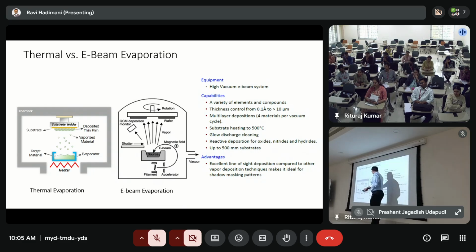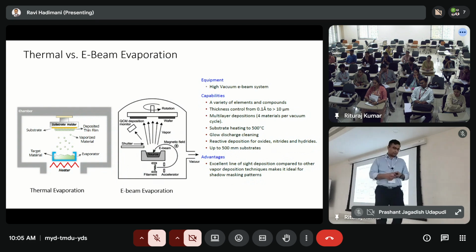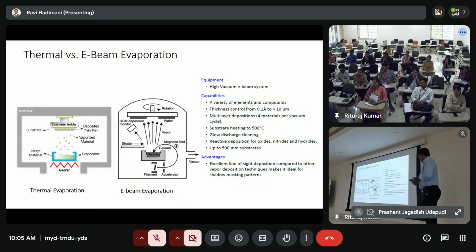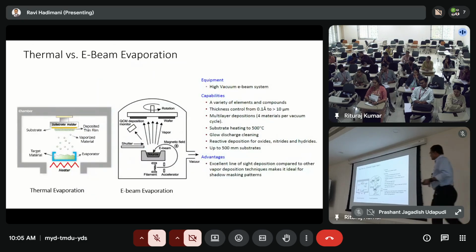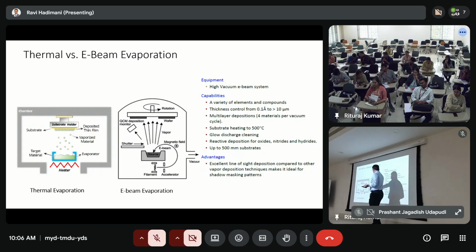And you can monitor the deposition with a QCM deposition monitor. Does anybody know what QCM is? It's quartz. Oh, I forgot. It's quartz crystal microbalance.